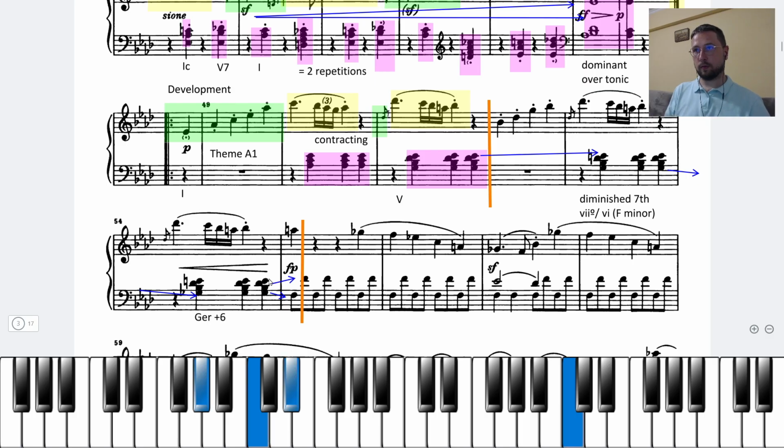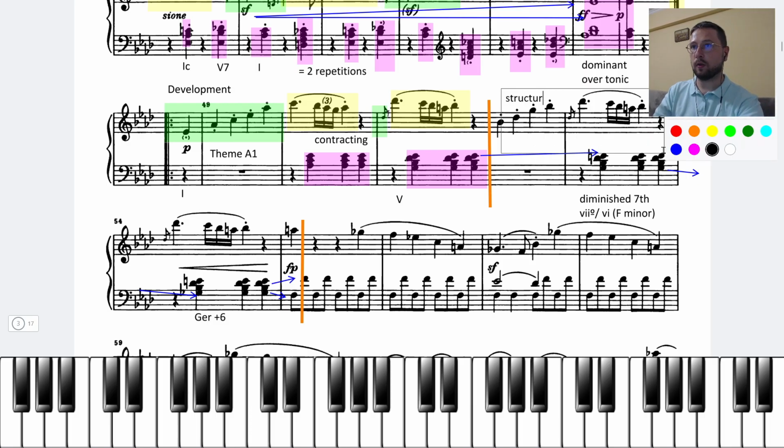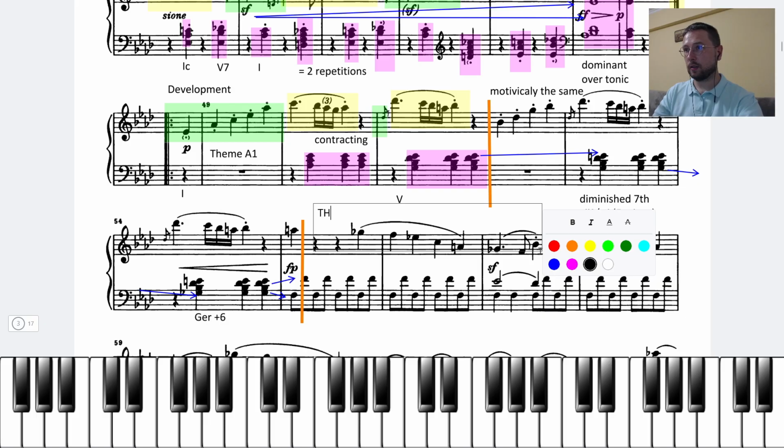So we have, right. And basically that is structurally, motivically, the same. Right, so we have the same motives that we had before. We had that green motive and then the two statements of the yellow one. This way we arrive to something that clearly sounds like theme B1.